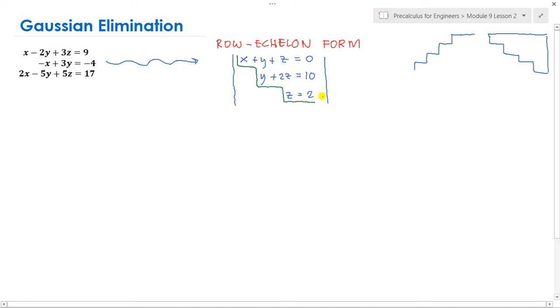Now, if we already have this, we can use back substitution. So, pasabot sa back substitution, we are going to use the value of z here, and then substitute that one in equation 2. So we call this one back substitution. Pabalik. Okay? Back substitution.